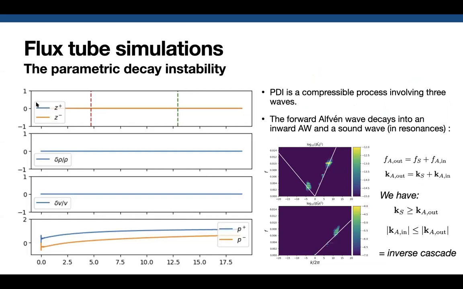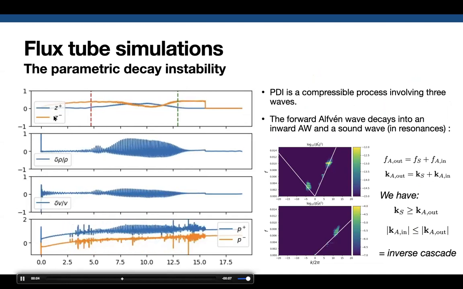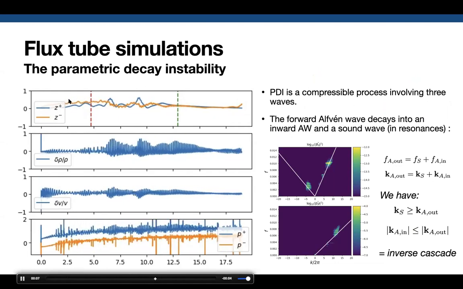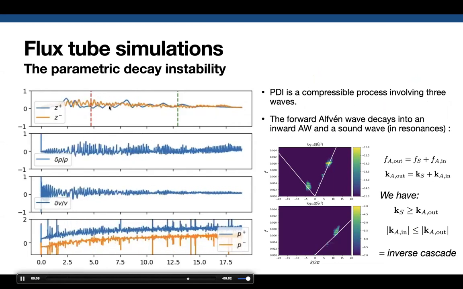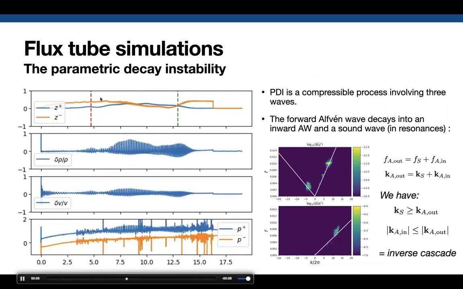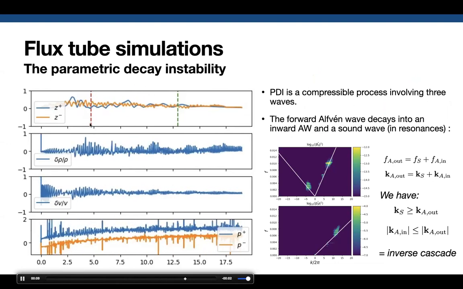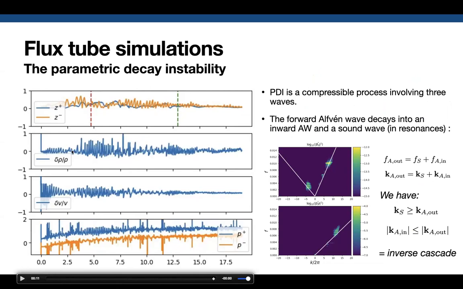So if we look again at another movie, we see this process. So we have the forward wave, which is here Z minus, which is propagating in the solar wind. And we have the onset of the parametric decay instability now, where you have this strong decay of the forward wave, and you have the creation of an inward wave, along with compressible perturbation in delta rho and delta V.